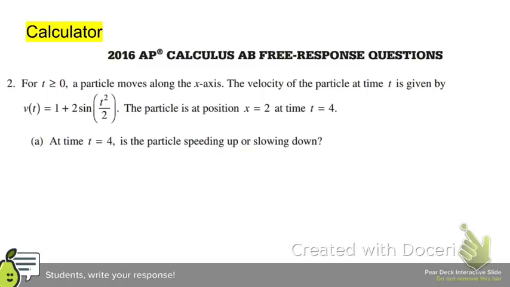It says, for t greater than or equal to 0, a particle moves along the x-axis. The velocity of the particle at time t is given by that function. The particle is at position x equals 2 at time t equals 4. Now, as we're reading through this, I will just tell you that that last sentence, the particle is at position x equals 2 at time t equals 4, will be applicable second semester, but it is not applicable yet.